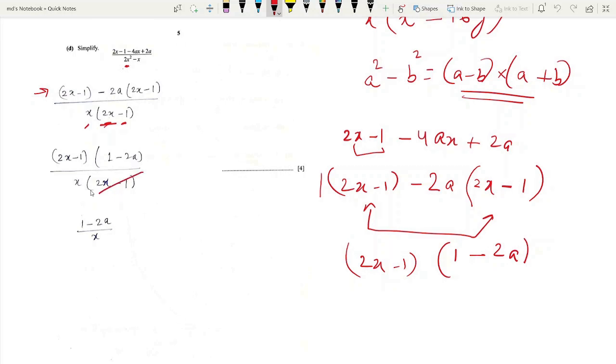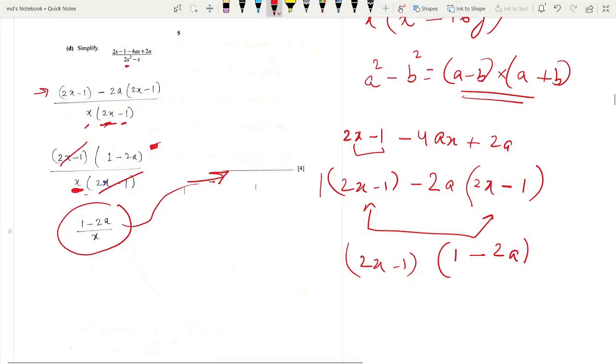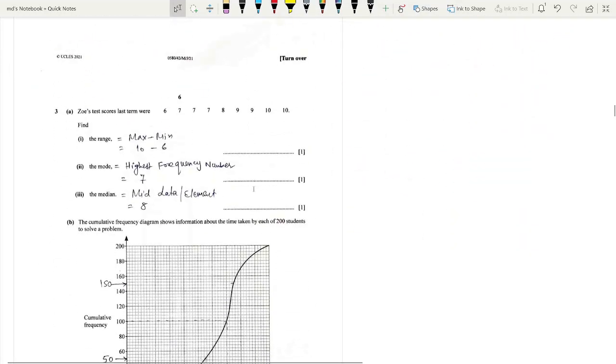This is very simple. 2x minus 1 and 2x minus 1 you can cancel. 1 minus 2a over x, right? 1 minus 2a here, this is left, and this part is left, x, so 1 minus 2a over x. This is your answer. You can write over here. That will be your answer. So this was a very simple question. It is for 4 marks. You can get 4 marks easily.